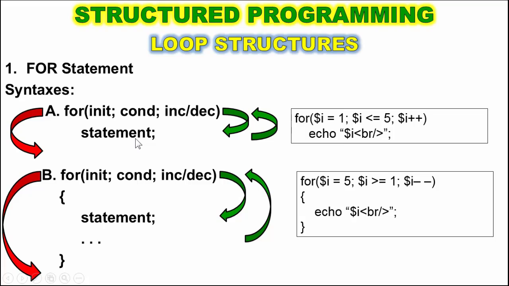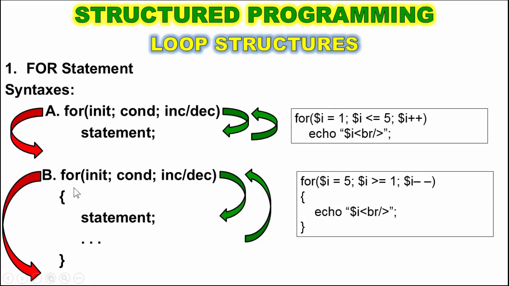repeatedly. For example, this for loop has sentinel variable $I initialized to 1. The condition $I less than or equal to 5 and the increment statement $I plus plus. This loop will repeat 5 times from 1 to 5, changing values for the sentinel $I variable.